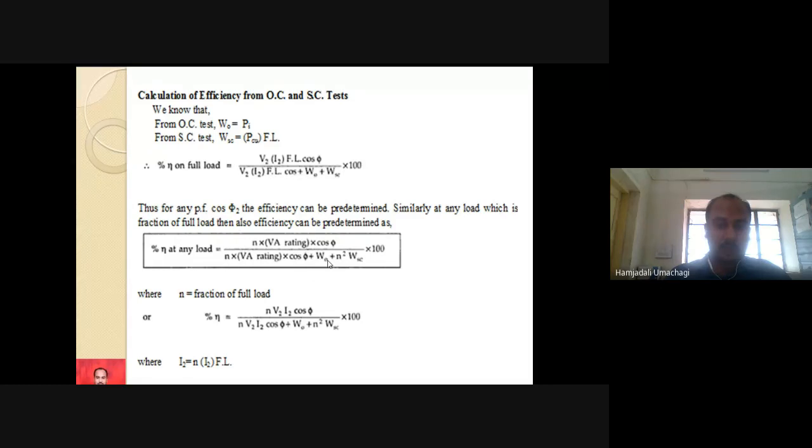And this is constant loss, that is iron loss, whereas copper loss is what? The formula for copper loss is I square into R. So I square is appearing, a square number of times, so here you have to multiply this by n square. Now if they say to calculate efficiency for 50% loading condition, then the value of n will be 0.5, and n square is 0.5 whole square. Is it clear, all of you?